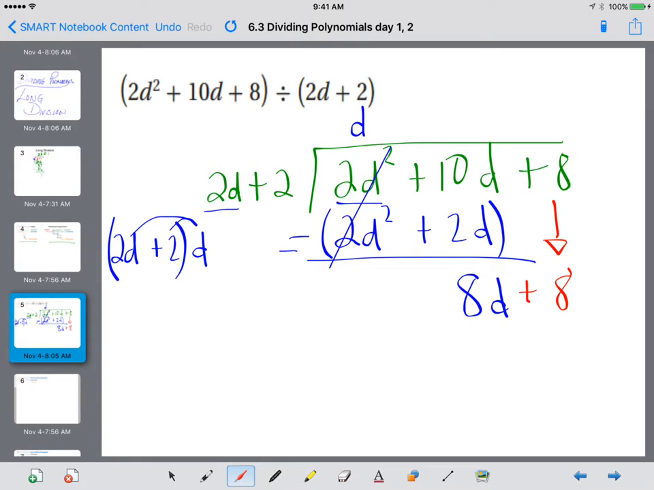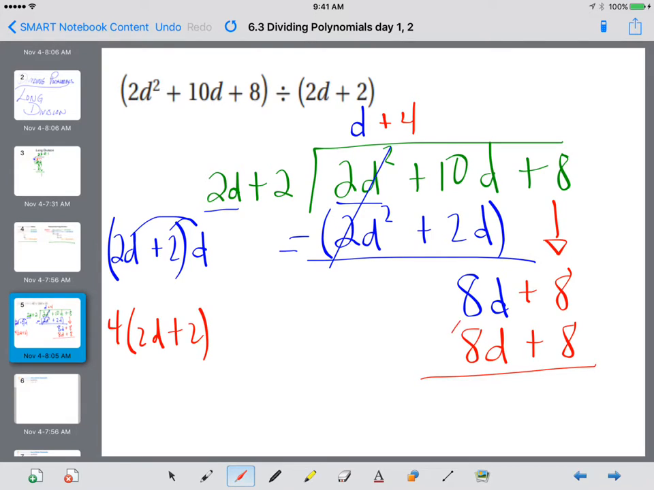We think, well, what goes into 2d? What 2d times what will get me 8d? 2d times, well, 2 times 4 would give me 8. I don't need to add any d's because that d will come along with it. So we're going to put a 4 up there. And we need to take that 4 times 2d plus 2. We're multiplying everything in front here. So 4 times 2d, that's our 8d. And 4 times 2 is 8. I'll put parentheses around it.